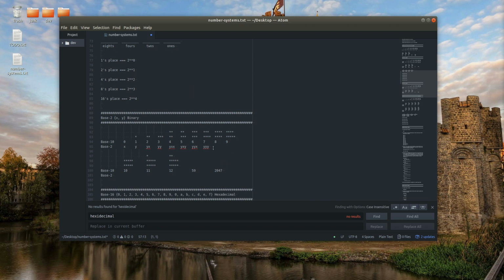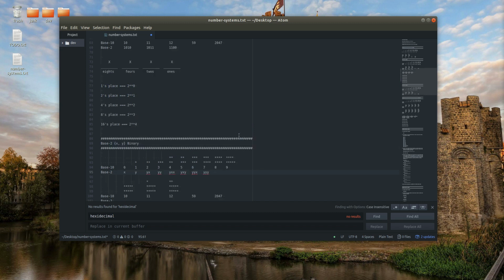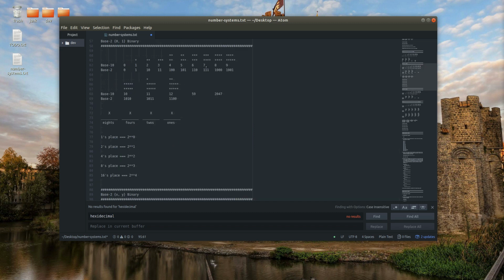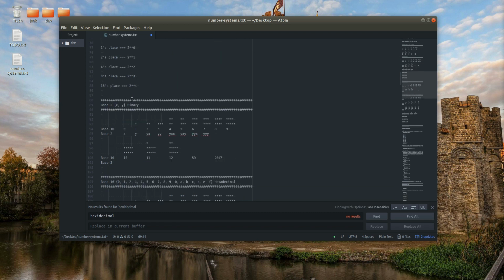The point is, it doesn't matter what the symbols are. It's important that you realize that. Alright, so you can keep numbering along here if you wanted. It would look just the same, except you'd replace the zeros with X's and the ones with Y's. Okay, so Y, X, X, X.